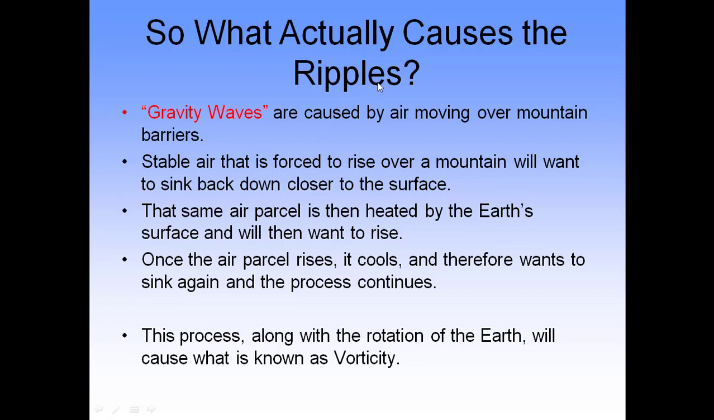It will rise up over the mountain. It will be cooler than its environment. It will sink back down towards the surface. It will get heated once again. It will become unstable. It will rise again. It will cool and then come back down towards the surface. So it adds this very nice ripple effect in our atmosphere.